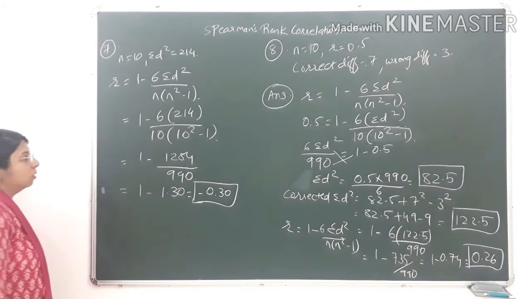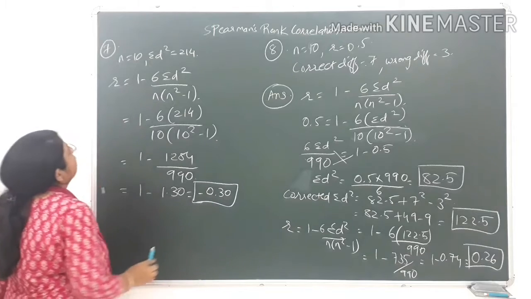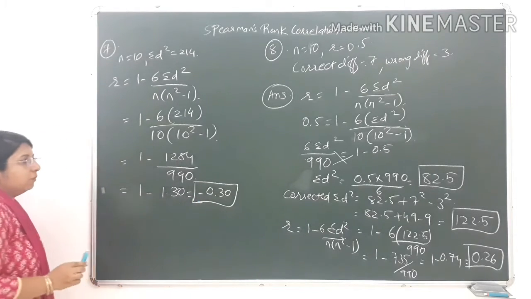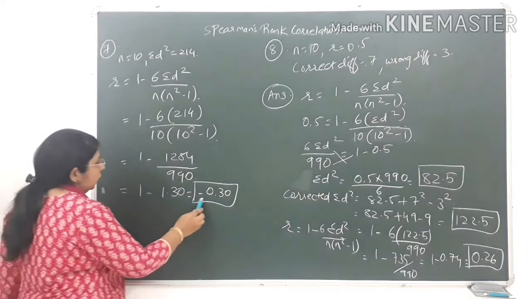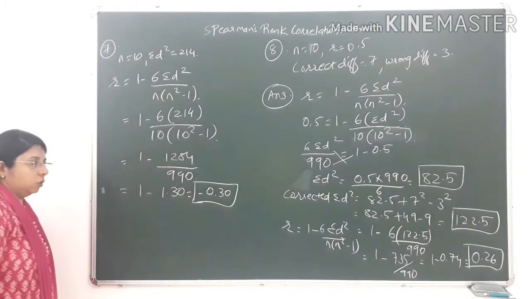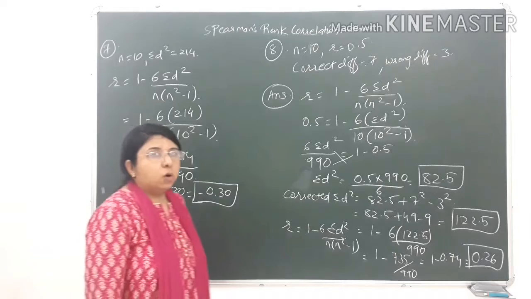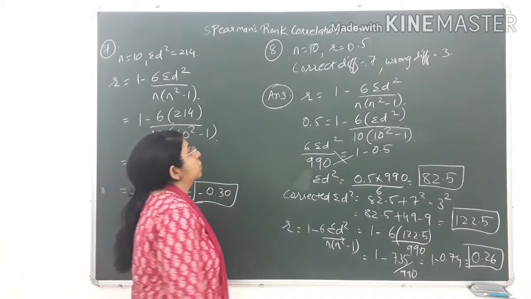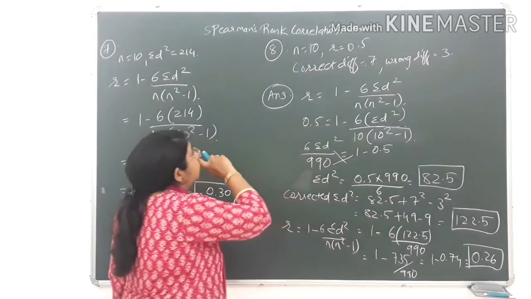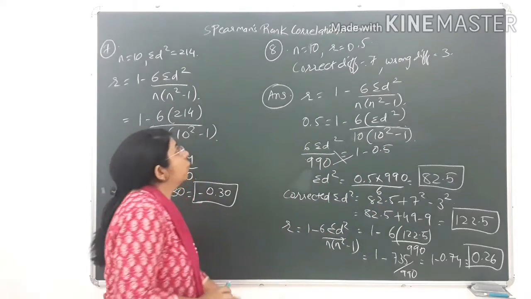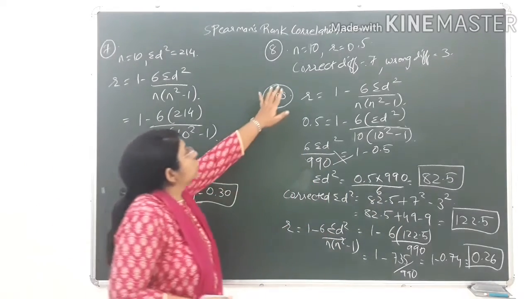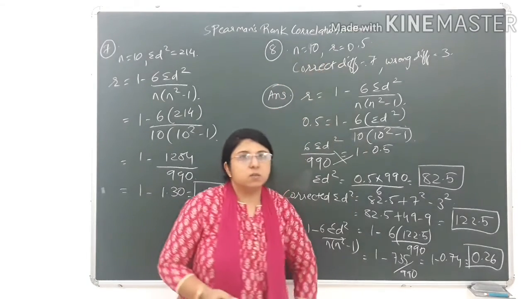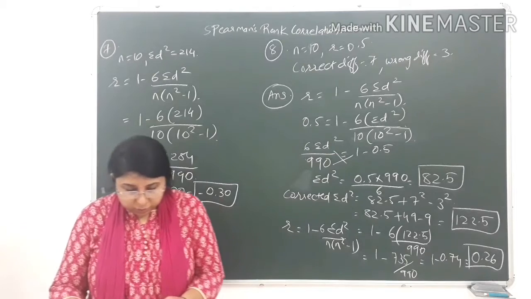It means your correlation coefficient comes negative between the two values or the ranks given by two judges, that is negative 0.30. Now moving on to question number 8, that is the last question of this exercise, but it is quite important. First of all, you can see in the question two values are already given, that is number of observations 10 and value of r, that is 0.5. You can read the question.